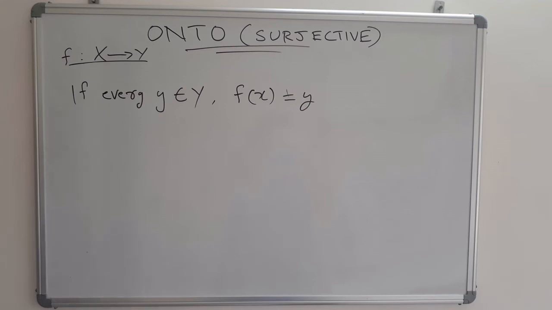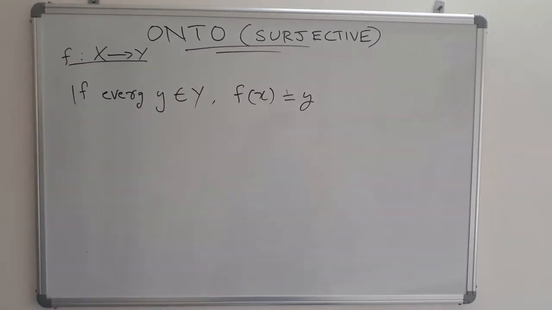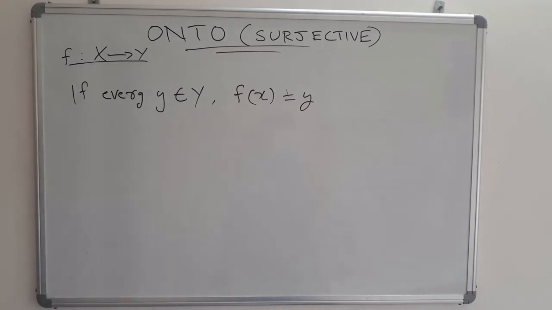This is a working definition for onto functions, right? So for every element y in the second set, if there exists an element x in the first set such that f of x equal to y, then it is an onto function. So this theory we use for proving whether a function is onto or not when the function definition is given. Let's see one example.